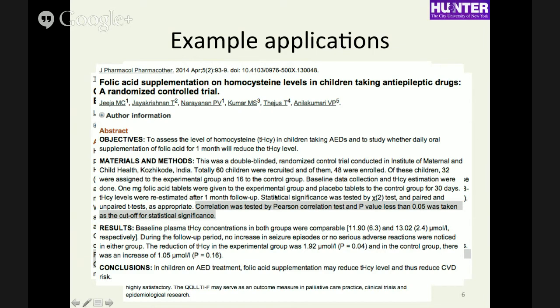We've got folic acid tablets and THCY levels. So we have on the one hand the amount of folic acid supplementation, and on the other hand these THCY levels, this homocysteine levels. So the p-value less than 0.005 was the cutoff for statistical significance, and the result here is no increase.